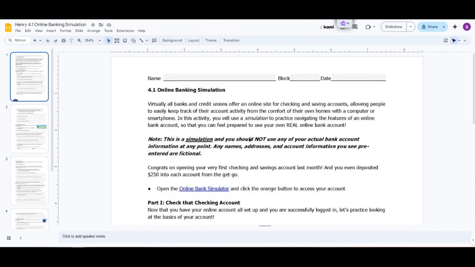All right. And so what we're going to do is we're going to practice using an online banking interface as if this were our own account. Now, obviously, this is just a simulation, so we're not putting any of our own information in. We're not putting in our own name, our own address, certainly not any of our own banking information. This is just a simulation, so we're going to use the information that's provided.